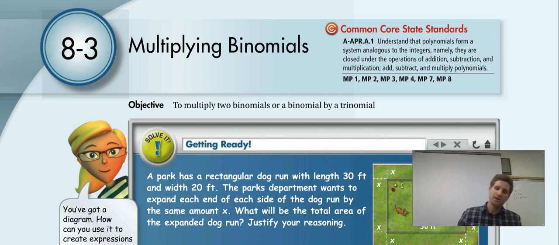Hey guys, it is 8.3 multiplying binomials. We multiplied a monomial, a single term, into polynomials with multiple terms. And now we're going to take a binomial, two terms, and multiply it by binomials, and then even in some instances, trinomials. Okay? So as we start this video, I want you to go ahead and write this heading here.